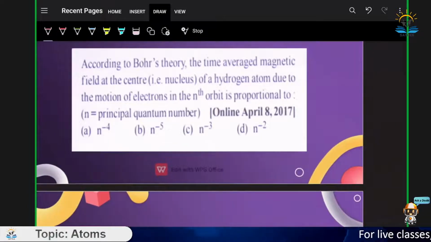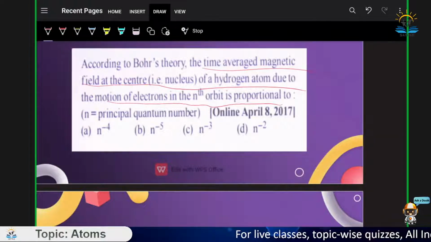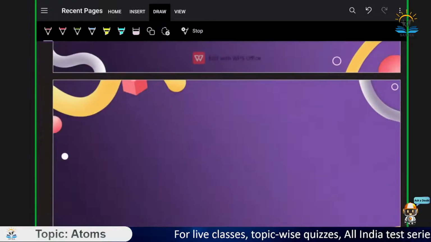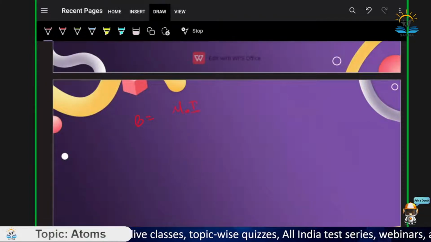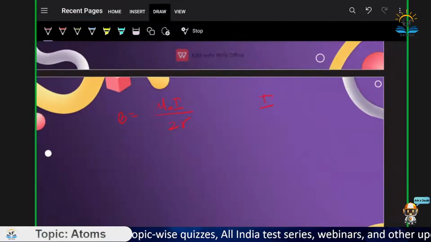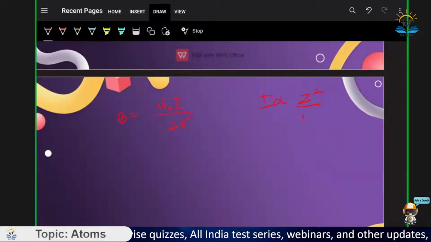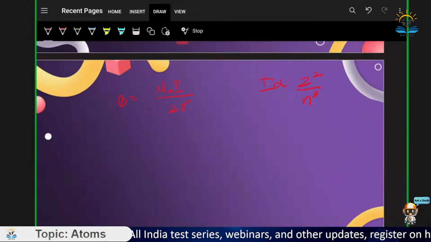According to Bohr's theory, the time averaged magnetic field at the center of a hydrogen atom due to the motion of electrons in the nth orbit is proportional to what? What is the formula of magnetic field? The magnetic field formula due to a circular ring is B equal to mu naught I divided by 2R. And actually I is proportional to Z square by n cube.